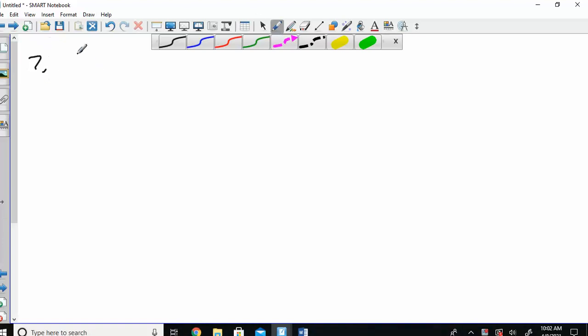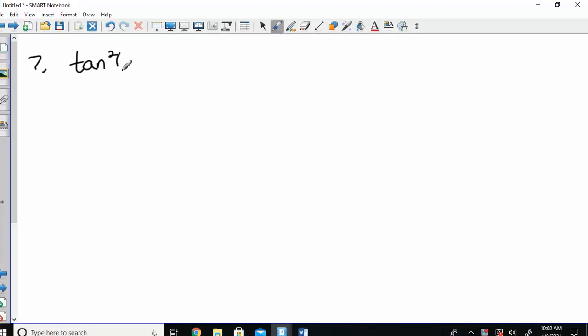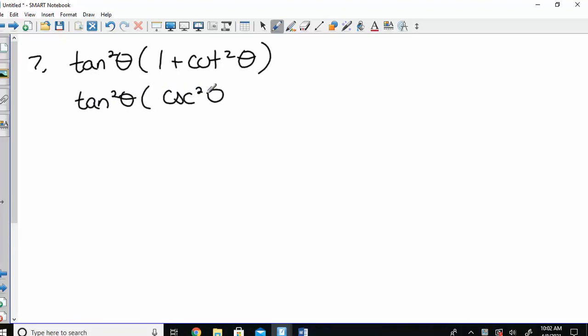So we have tangent squared theta times 1 plus cotangent squared theta. There are different approaches for this. So tell me what you did first. Okay, good. You can use your identity, so that is cosecant squared theta.